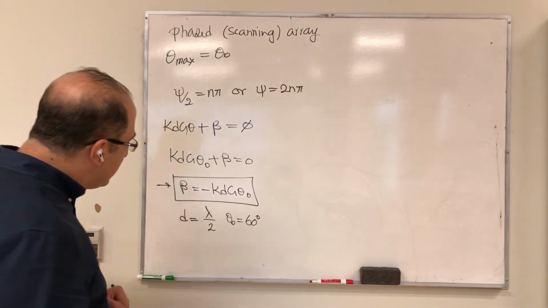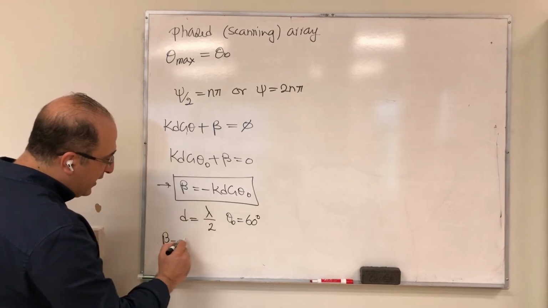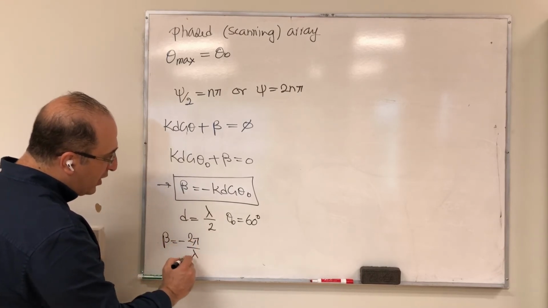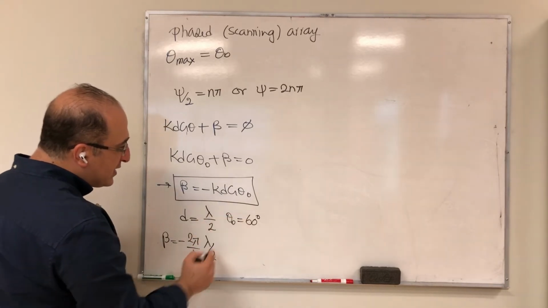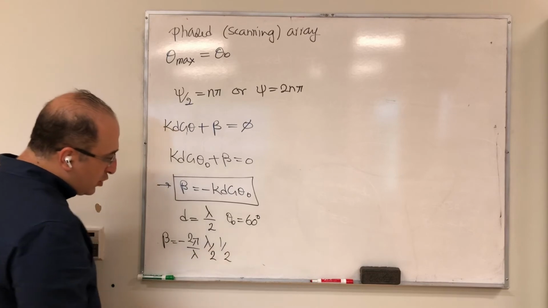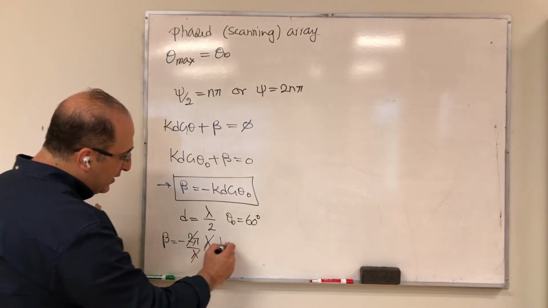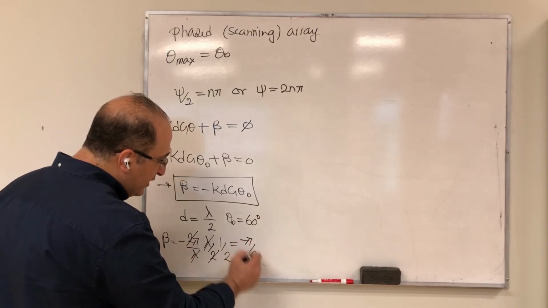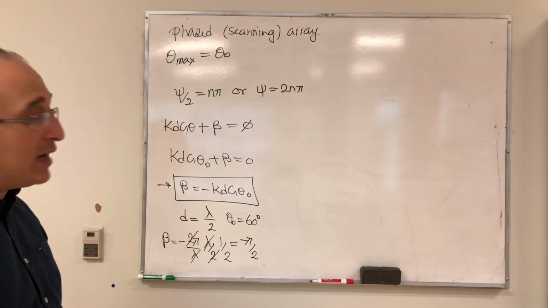So based on this, my beta becomes what? Beta becomes minus k, where k is 2 pi over lambda, times d, the separation, which is lambda divided by 2, times cos of 60, which is half. So lambda and lambda cancel, 2 and 2 cancel, and I get minus pi divided by 2. So this is the beta that I have between the two antennas.